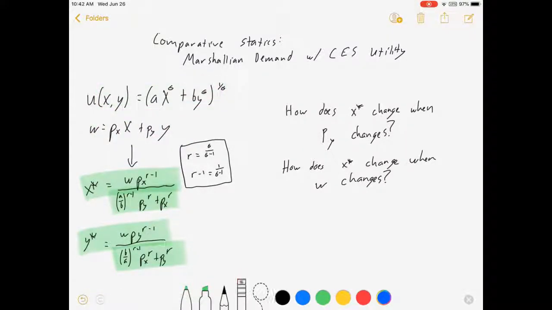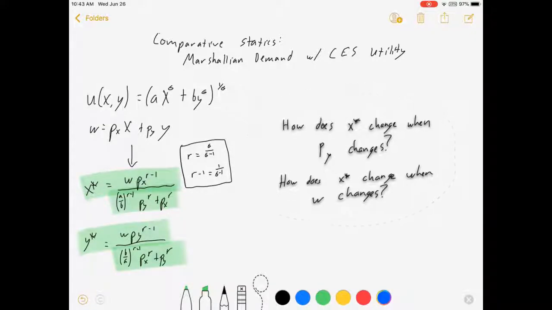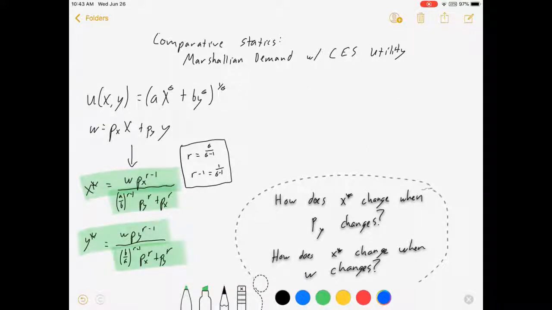I might be interested in some other questions. How does X change when the price of good Y changes? Or how does my demand for X change when my income or my wealth changes? Those are kinds of questions that economists get really interested in, which is why we're going to deal with something called comparative statics.